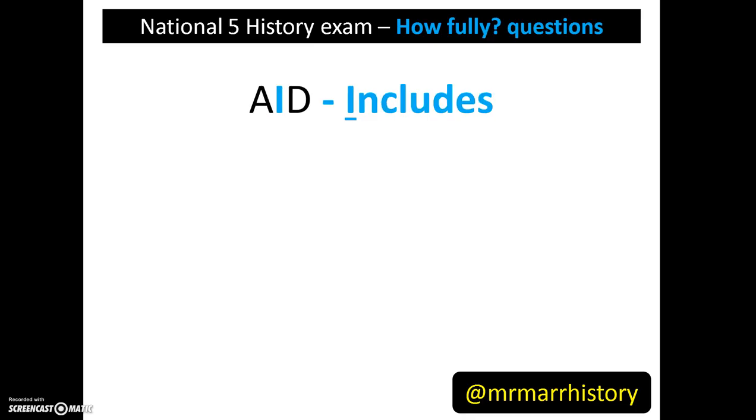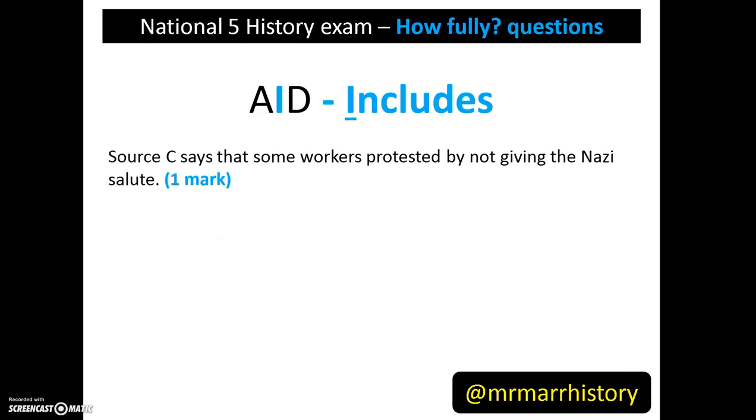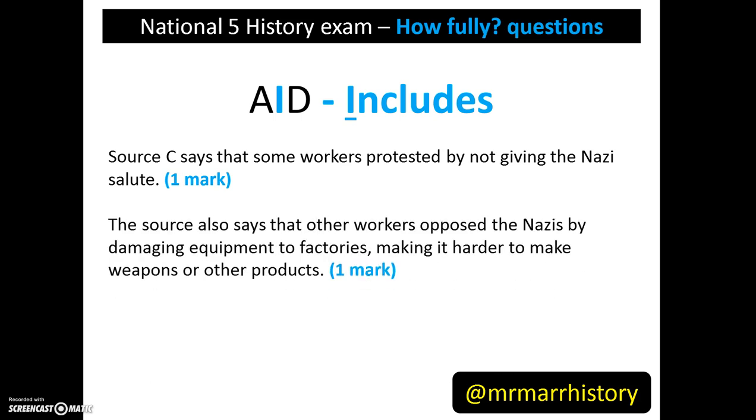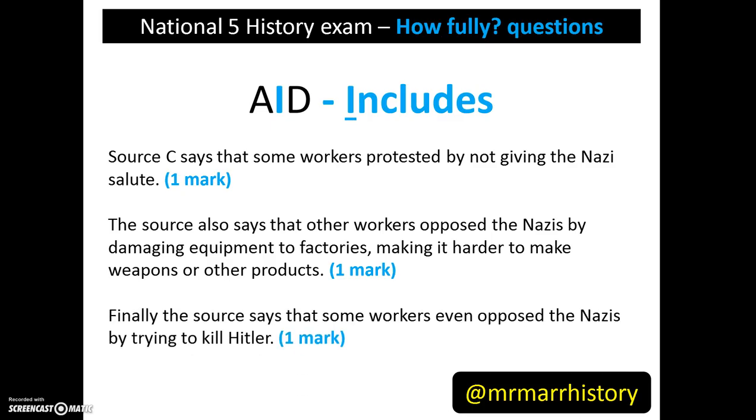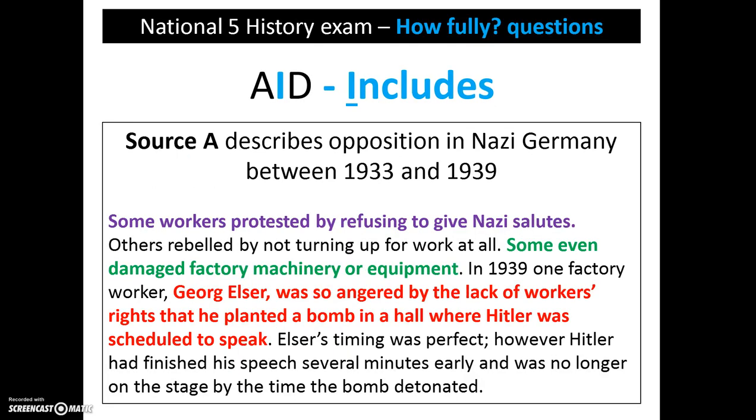After this, we go to the I of AID, which remember is includes. And this is where we talk about all the facts the source includes, and we explain their relevance to the particular question. For instance, we can talk about workers protesting by not giving the Nazi salute. We can talk about other workers damaging equipment in factories. And we can talk about some workers even trying to kill Hitler. You will note in this case there's no actual quote, which isn't a requirement, but people that aren't confident in summarising straight away might wish to give the quote and then explain it in their own words. You can see here where we took the information from for the previous answer.